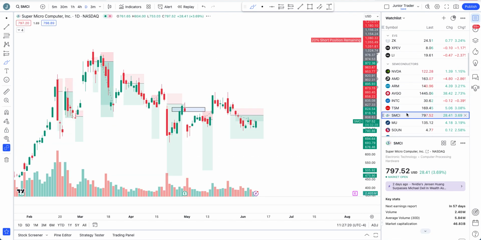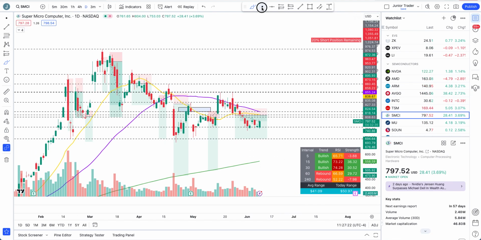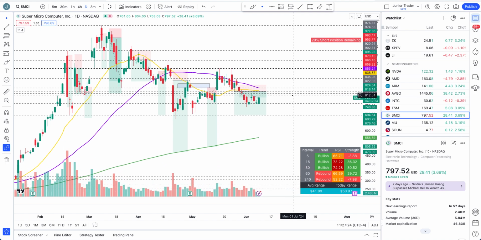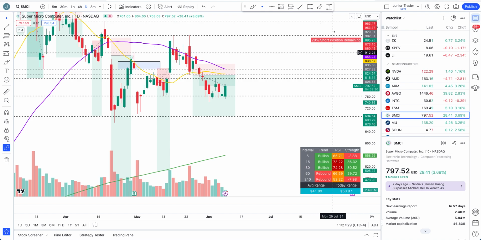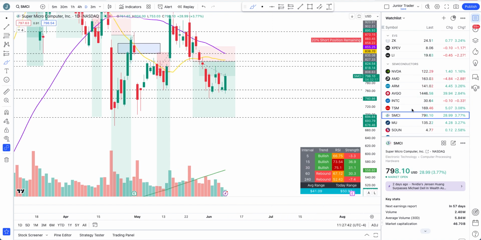SMCI, let's take a look at that. I'll do another video on this, guys, but I'm fully out of the short position on this today, and I'll update it when I do another video. But this support is still holding. I got out from my remaining position when it broke this area and took out the previous candle, and that was it, fully out. I'll talk more about it later today.